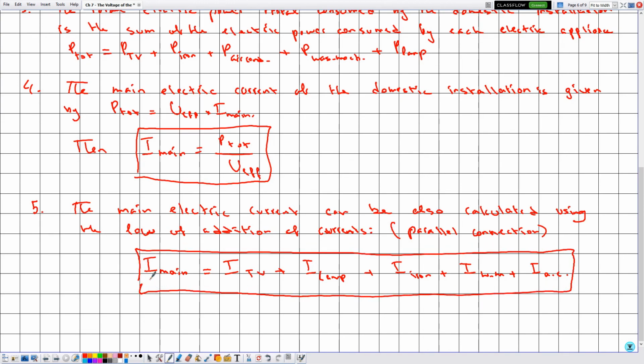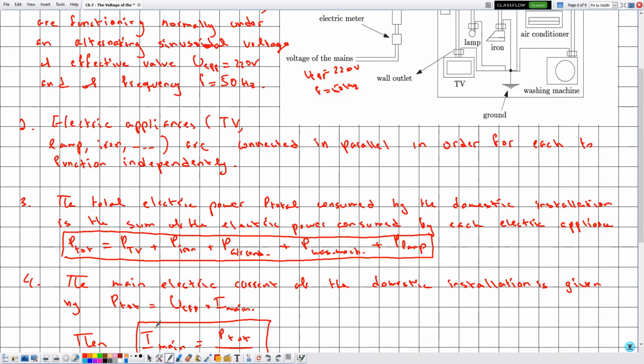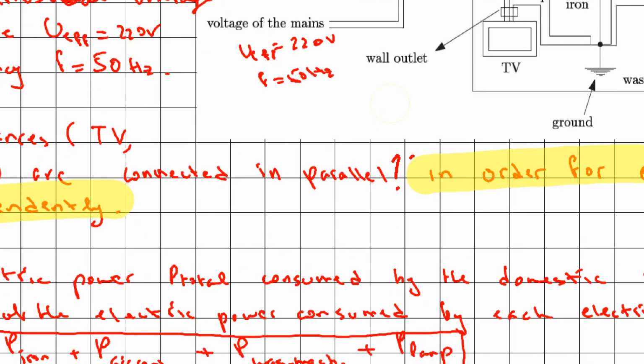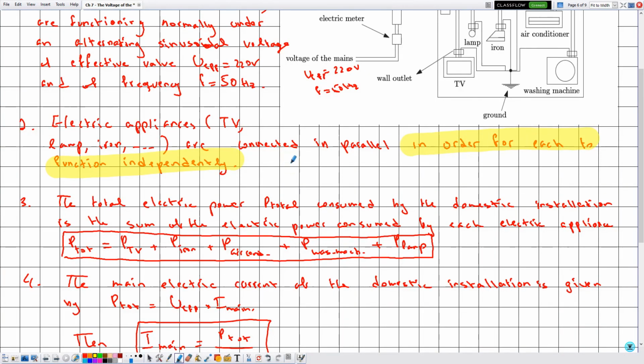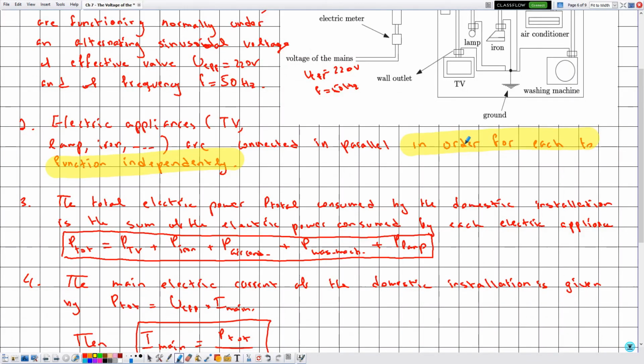And here let me underline or highlight. So this is another formula. And let me highlight this important statement that one should memorize. Whenever they ask us why they are connected in parallel, our answer should not be in order to have the same voltage, but rather in order to function independently. I repeat, whenever they ask us why they are connected in parallel, the answer should be in order for each to function independently. We don't say in order to have the same voltage, it is wrong. They are connected in parallel in order for each to function independently.